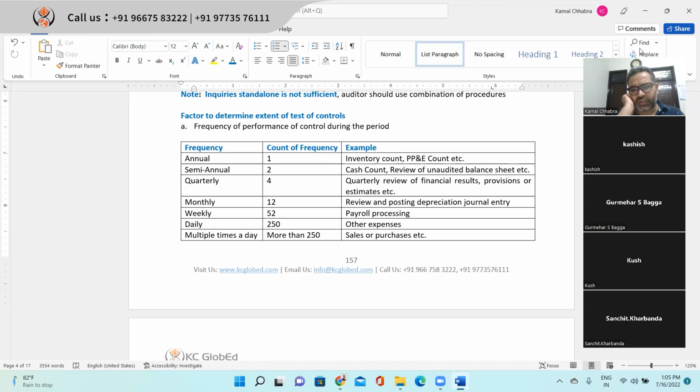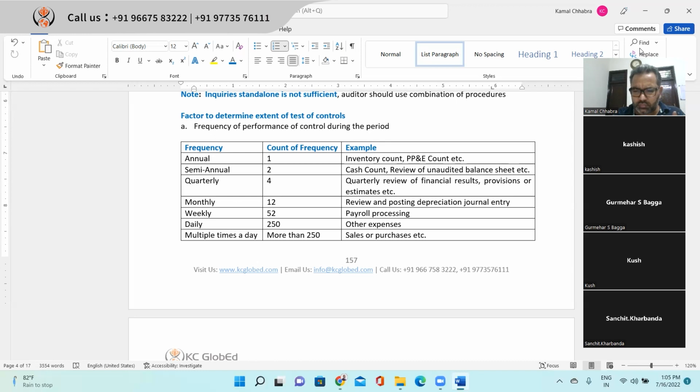This is what I mentioned here. These are the guidelines. If any control is happening once in a year, it's called an annual control. Twice in a year, semi-annual. Four times in a year, quarterly. More than 4 times but less than 12 times, monthly. More than 12 times, weekly.